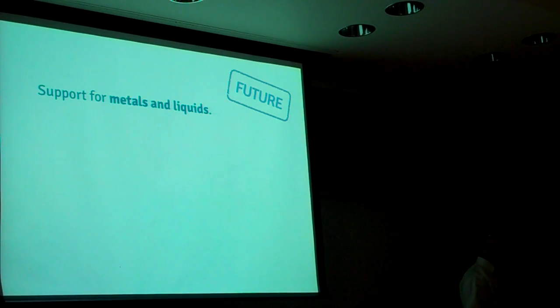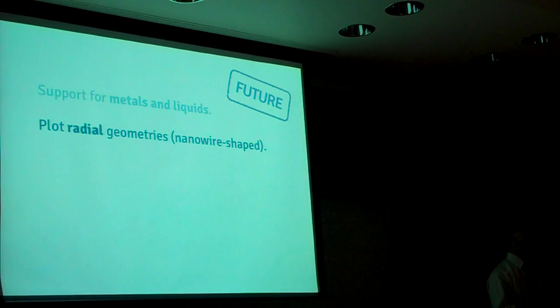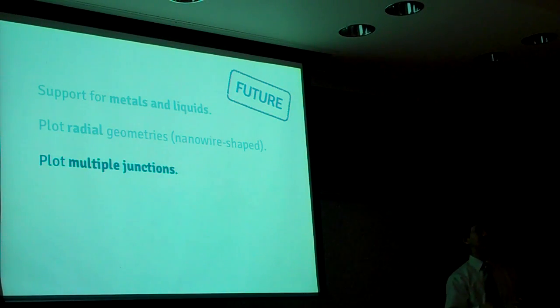I'd like to support metals and liquids. I would like to support radial geometries. So just like the nanowire that we saw, instead of a linear band diagram, I would like to be able to plot what the band diagram looks like when there's a core and a shell. I'd like to plot multiple junctions at the same time. So in this case, we saw a P-type material and an N-type material, but I would also like to plot things like a P-type material, an N-type material, and then another P-type material.